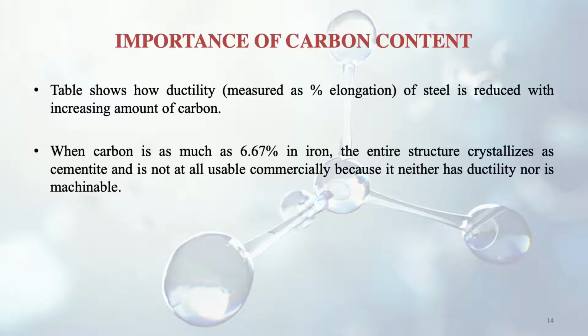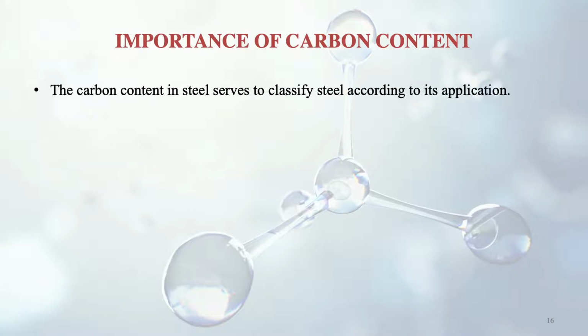When carbon is as much as 6.67% in iron, the entire structure crystallizes as cementite and is not at all usable commercially, because it neither has ductility nor is machinable. The carbon content in steel serves to classify steel according to its application. So we can vary this carbon content in steel depending upon the type of application we want.